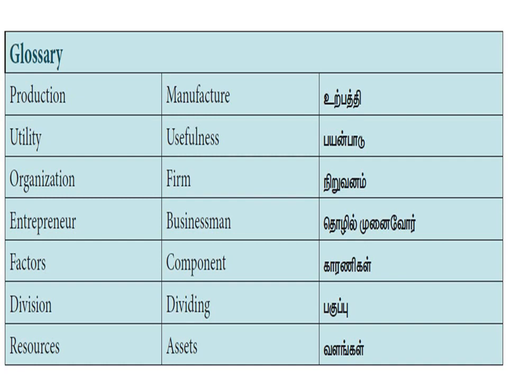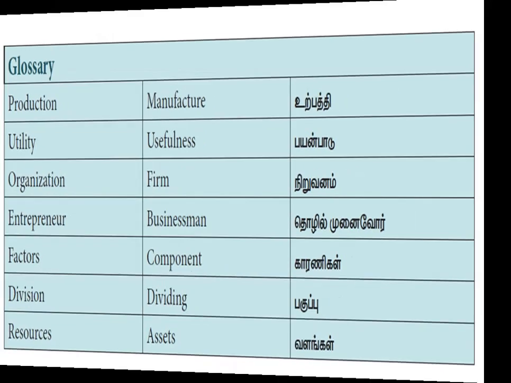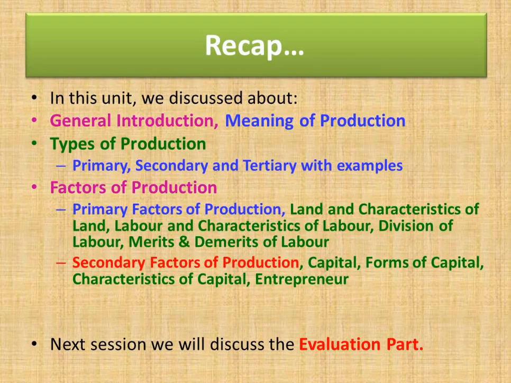Before we wind up, let us have the recap of this unit. In this unit, we discussed the general introduction and meaning of production. We learned that production is a process of changing the raw material into finished product. It is a process of combining various material inputs and immaterial inputs in order to make something for consumption. We learned the types of production: primary, secondary, and tertiary.